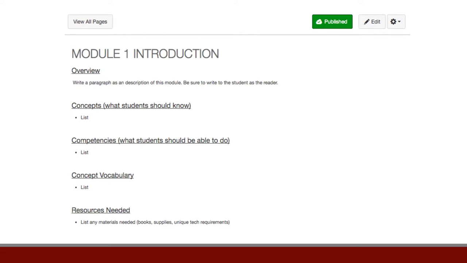The introduction page really just is the context for the module. It sets the module forward and provides an overview, a list of the concepts and competencies, what students should know and be able to do. Also provides a list of the vocabulary and resources that may be needed for students to participate actively in the module. So in the template, if you're a teacher who's building the module out, you would start with the introduction page. You would edit that page to customize it with information about your module.